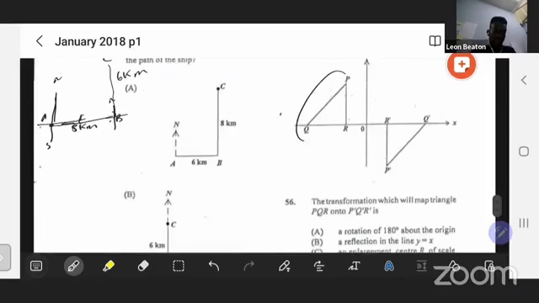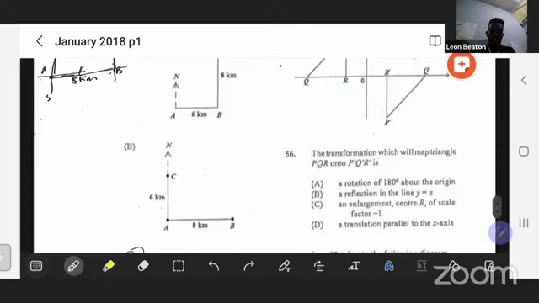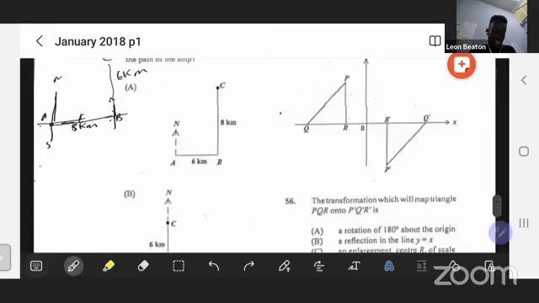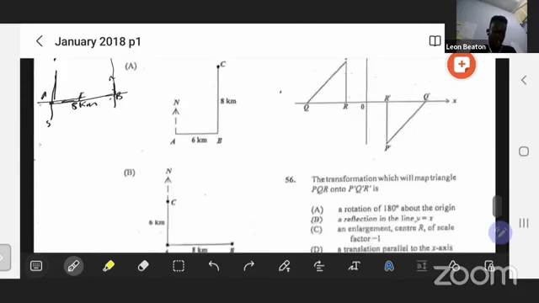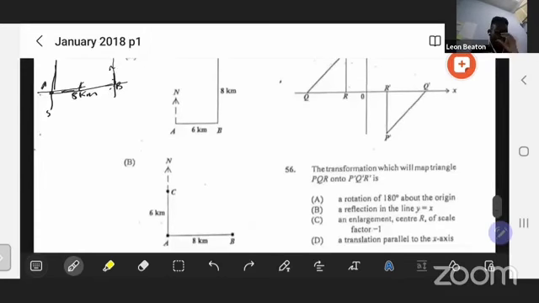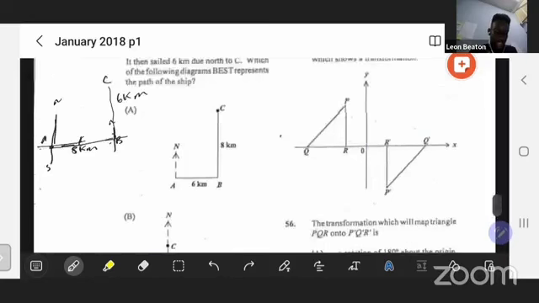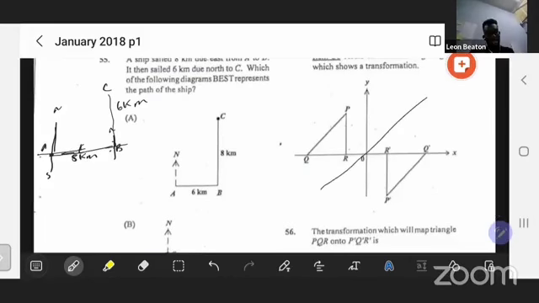onto the PRQ image, or prime, or whatever, this triangle here, which best describes the transformation that will map this triangle onto this triangle. Is it a rotation of 180? If you rotate 180 around the origin, it won't reach here. A reflection on the line y equals x. So the line y equals x would be a line like this.